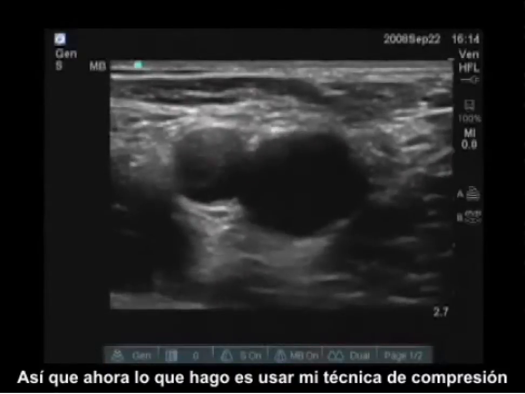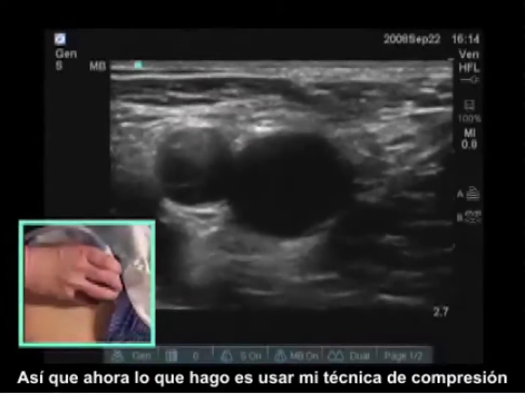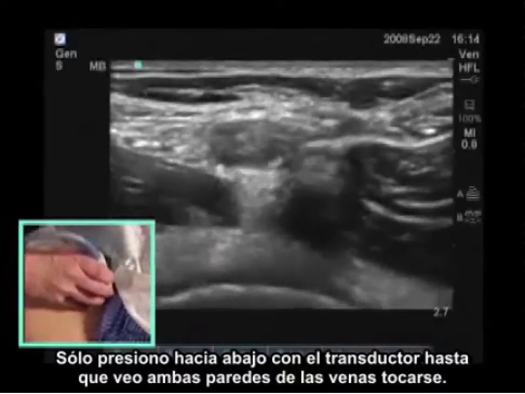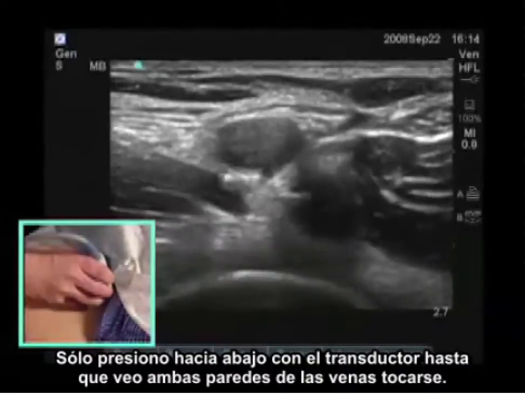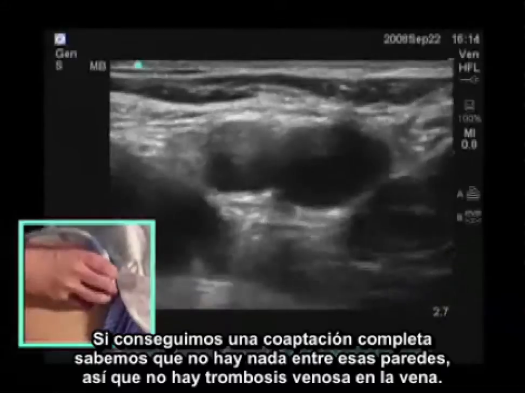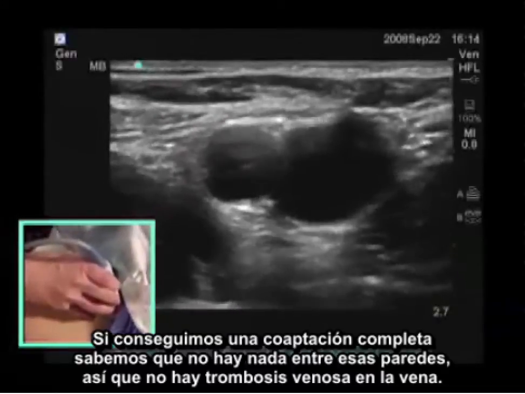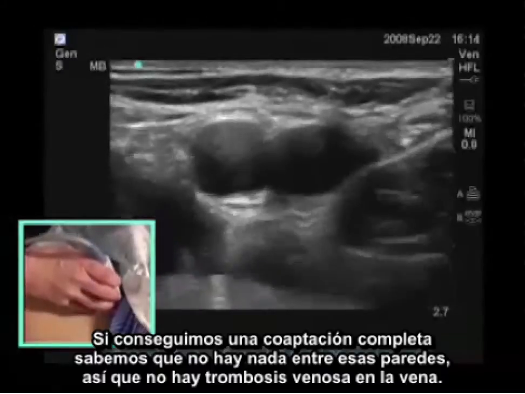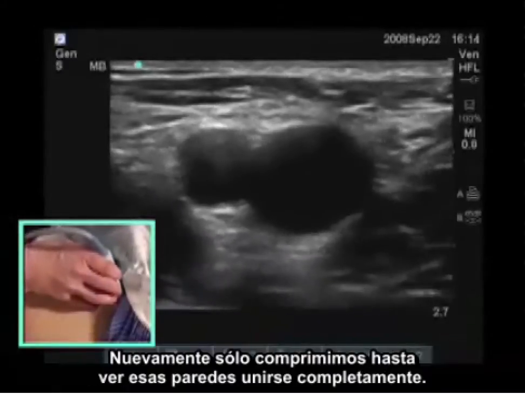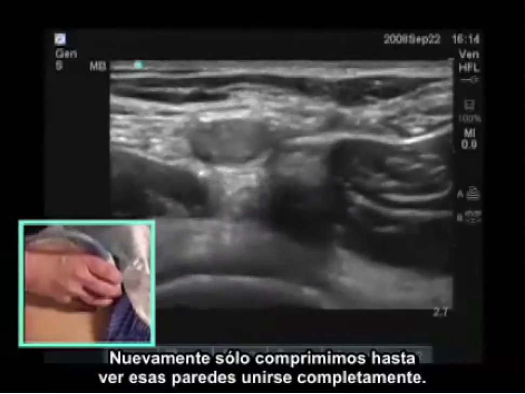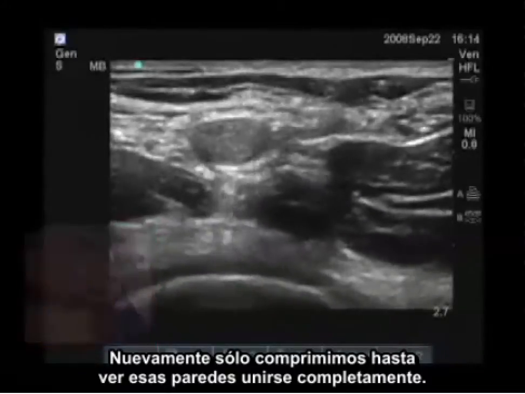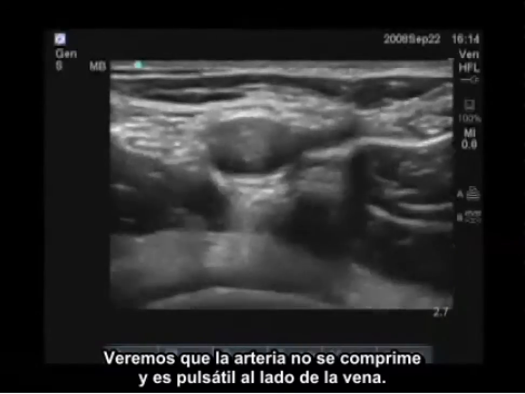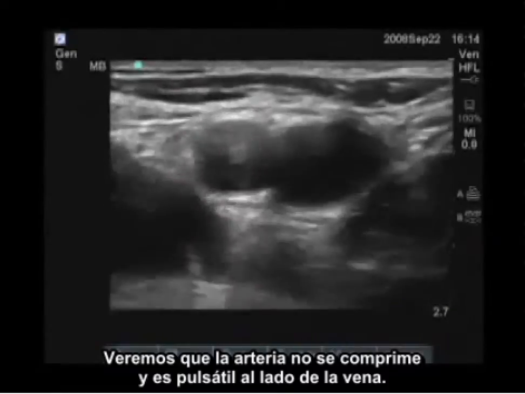So at this point what I do is I just use my compression technique. So I just push with the transducer down until I see both walls of the vein coapt or touch and meet each other. If I get a complete coapt like this, I know there's nothing between those two walls, so there's no venous thrombosis in the vein. So again, just compress down until you see those two walls meet completely. You'll see that the artery does not compress and is pulsatile beside the vein.